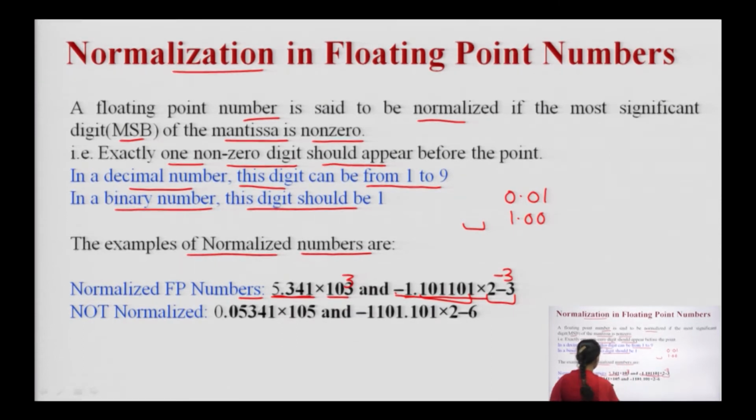Then if I take the example 0.05341 × 10^5, this number is not a normalized number because before the decimal there is a 0. That shows the number is not normalized. And if I take another example in binary, minus 1101.101 × 2^-6, again before the decimal there are so many elements, not exactly 1. So, this number is again not normalized.